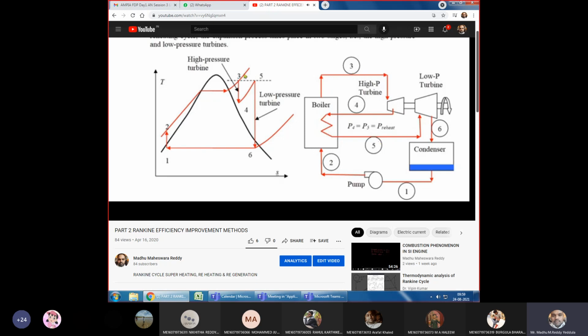Now you can see the points 5 and 3. Point 3 is the temperature at which the steam is entering the high pressure turbine. Then again we are sending it to the boiler for reheating. Again the temperature is increased to the original temperature.